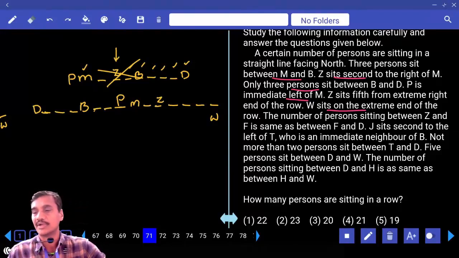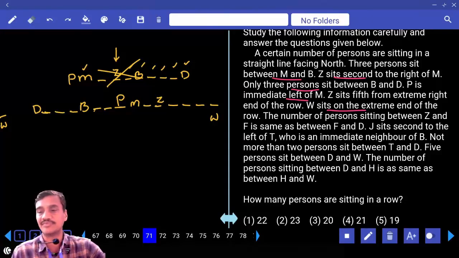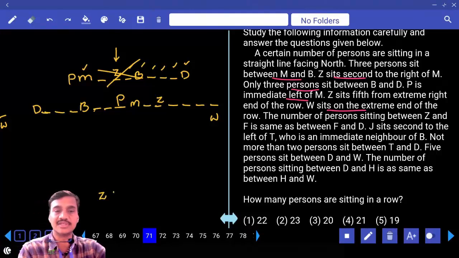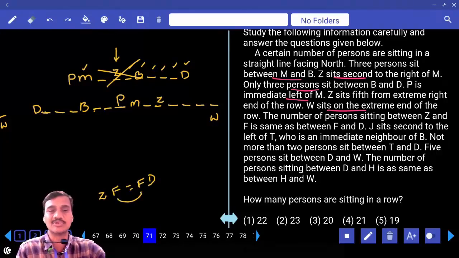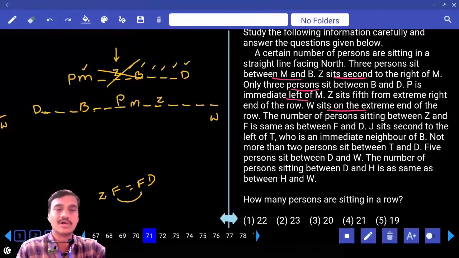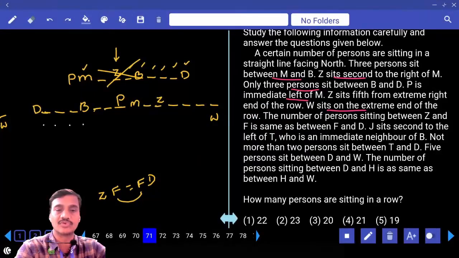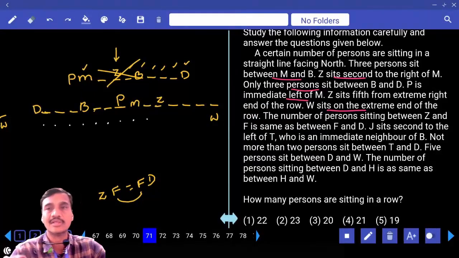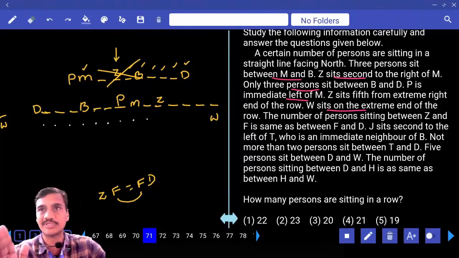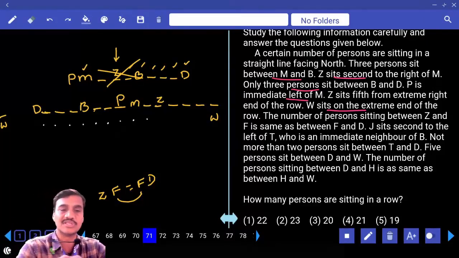And next one, number of persons sitting between Z and F, F and D. That means this F must be exactly between Z and D. Right? F is exactly between Z and D. How many persons are there in between Z and D? Tell me. 1, 2, 3, 4, 5, 6, 7, 8, 9. 9 persons means exactly between means 5th position. Now 5th position F must be here. 1, 2, 3, 4, 5. Isn't it? That means F will be here.